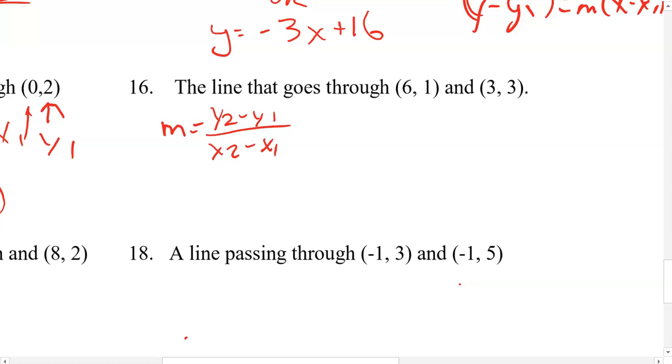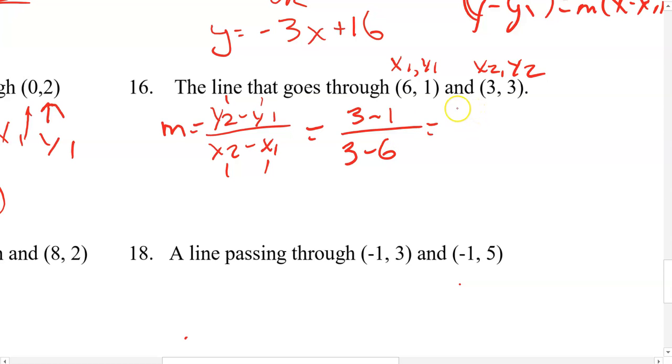Does it matter which point I call x1, y1, and which one I call x2, y2? Nope, just pick one. What is important is after you decide which is point 1 and which is point 2, keep them that way because they line up in the equation. Don't switch them. So, using the way I've set it up, y2 is 3 minus y1 is 1. That's on top. Divided by x2 is 3 minus x1 is 6. So that becomes 2 over negative 3.